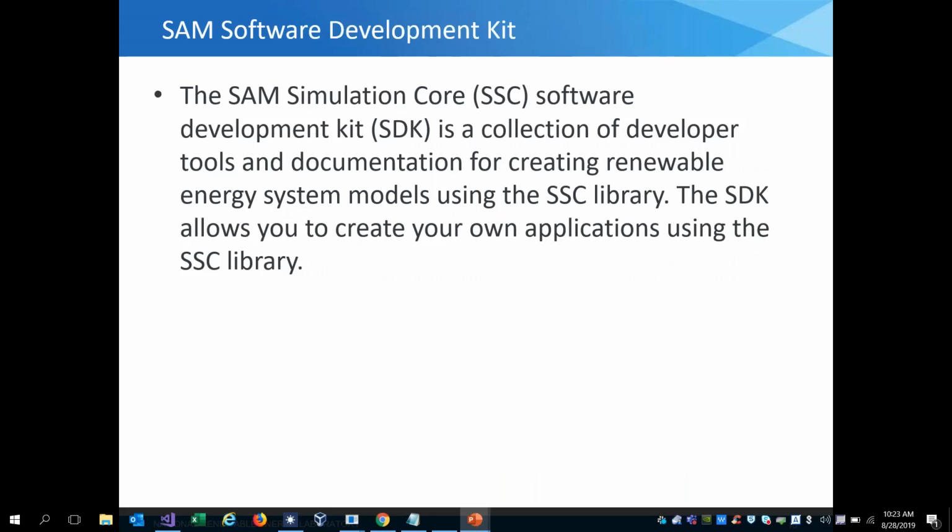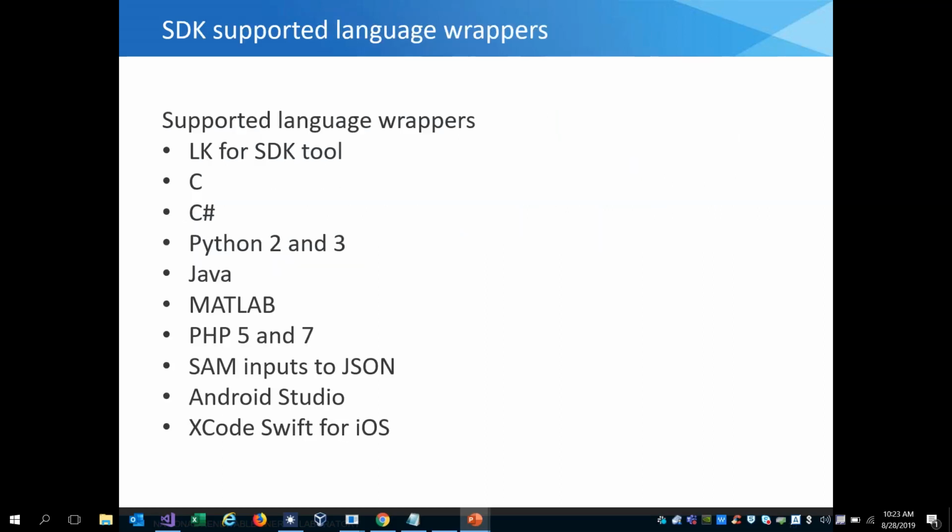And now I'll quickly move into the SAM Software Development Kit. The SAM Software Development Kit is a collection of developer tools and documentation for basically creating models using the SSC library. And you can create your own applications doing this. There's several languages that we support for this. Probably the most used to date would be Python. There's also a lot of folks using PHP. And we actually have some new projects with people using the iOS SDK to develop smartphone applications.